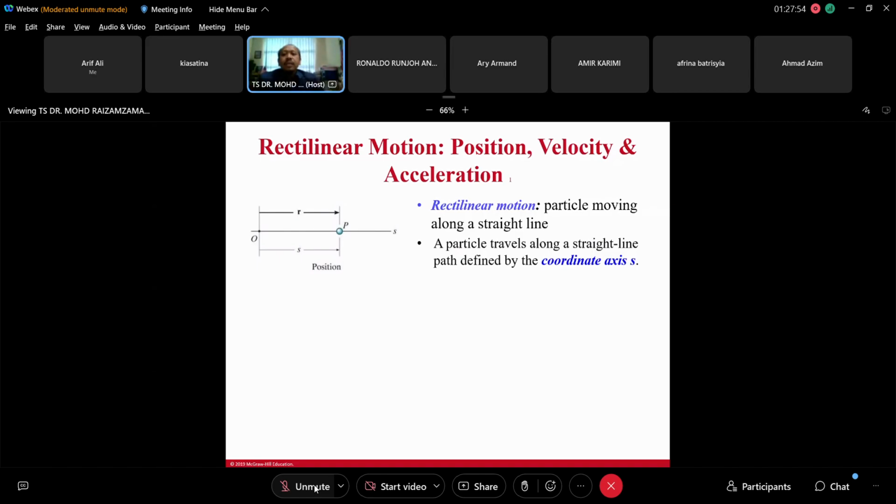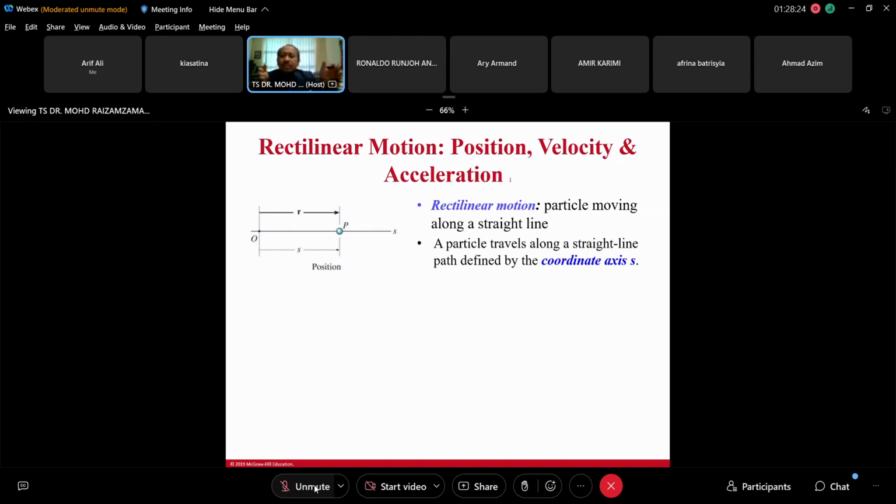All right. So now class, let's look at rectilinear motion. We start with the rectilinear first: how to get position, how to get velocity, and how to get acceleration of a particle moving along a straight line. So first you need to know what rectilinear motion is. As I mentioned to you, a particle moving along what, class? Along a straight line. That's the example. So let's say we start from point O to point P.